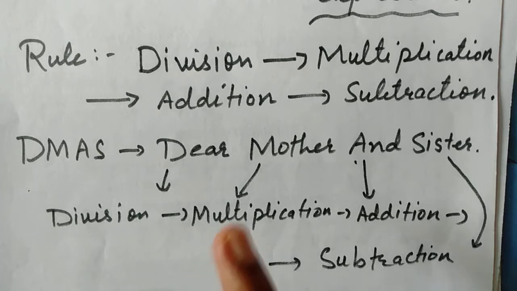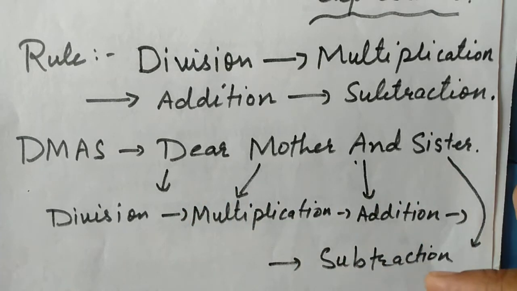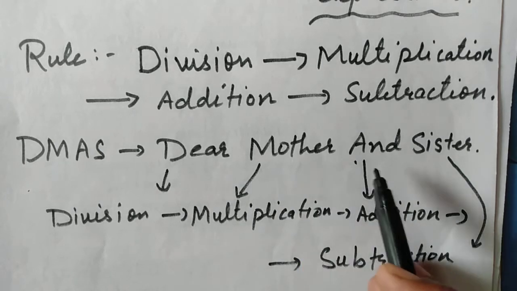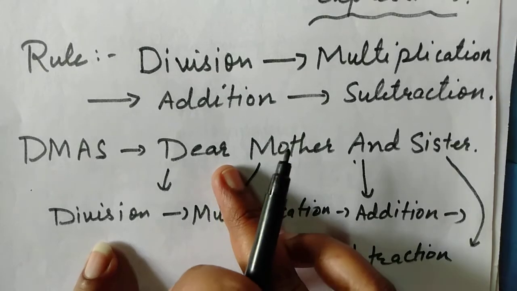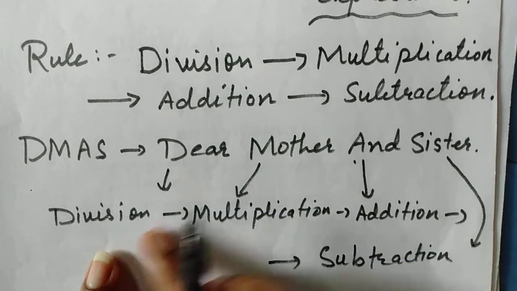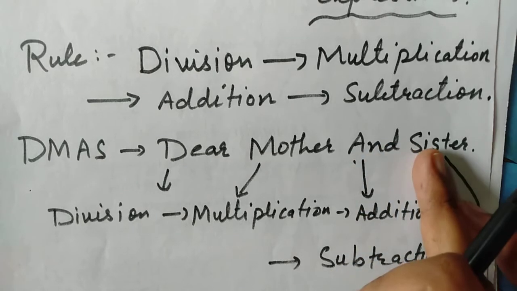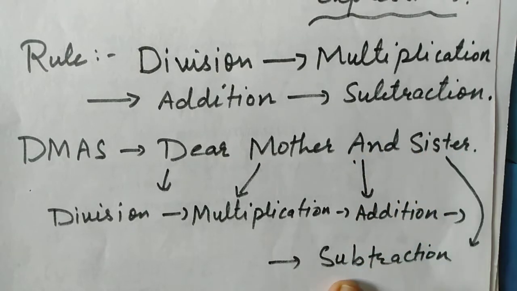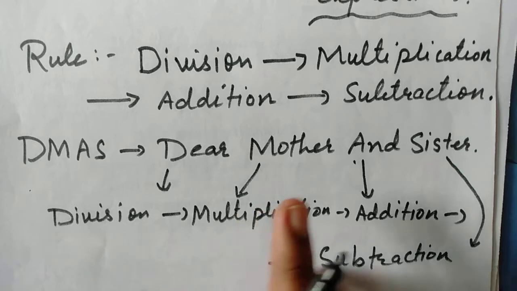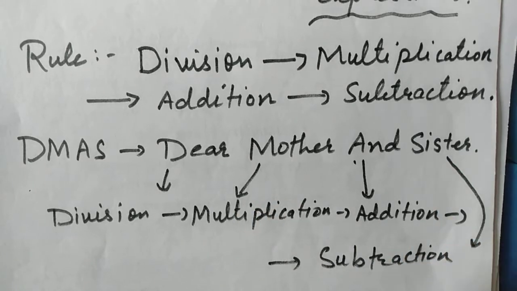So children, you can remember this like this also. DMAS, what is the meaning of DMAS? Dear mother and sister. In an easy manner you can learn like this: dear mother and sister. From dear we take D, that is division, mother M is multiplication, A is addition, and sister S is subtraction. So that is dear mother and sister. In an easy way you can remember it.